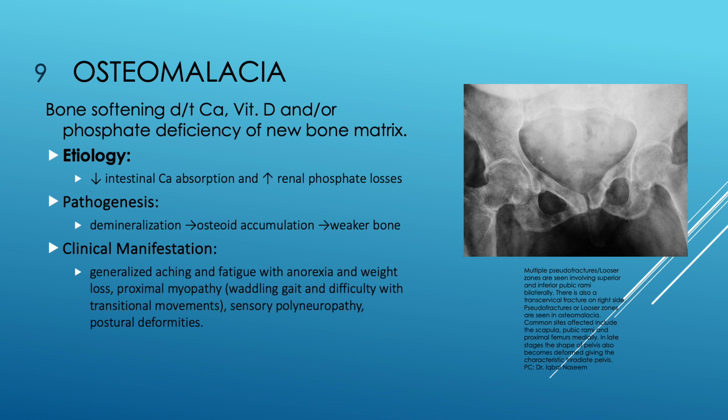The pathogenesis includes demineralization of bone occurring due to inadequate calcium and vitamin D and/or phosphate levels. This leads to an accumulation of uncalcified bone matrix, also known as osteoid, resulting in weaker bone structure.